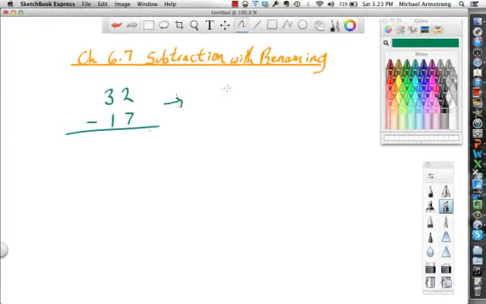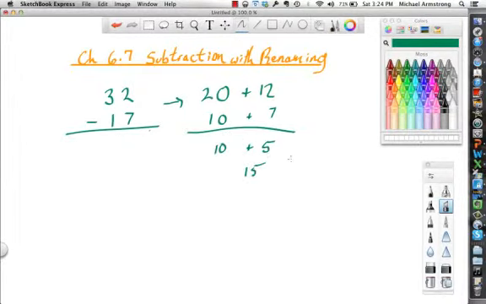So what we do is we take our 30 and we rewrite it as a 20. And then we change our 2 into 12. 20 plus 12 is the same as 32. And then 17 is like 10 plus 7. And then when we subtract, 12 take away 7 is 5. And 20 take away 10 is 10. And 10 plus 5 is 15.